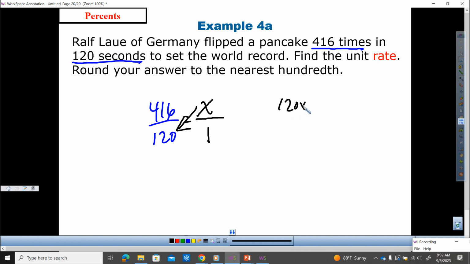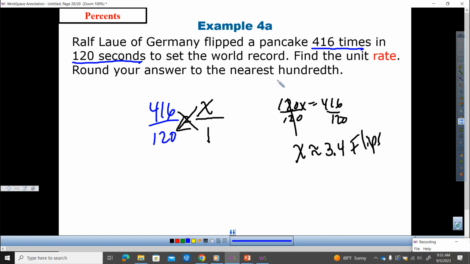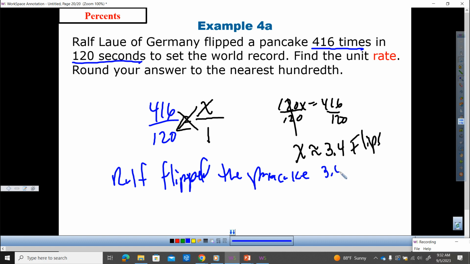Same thing. Cross multiply. 120x equals 416. Divide by 120, for the sake of time. x is approximately 3.4 flips. So I need to write my statement. What does it say? Round to the nearest tenth. So I would write, Ralph flipped the pancake 3.4 times in 1 second. Thank you.